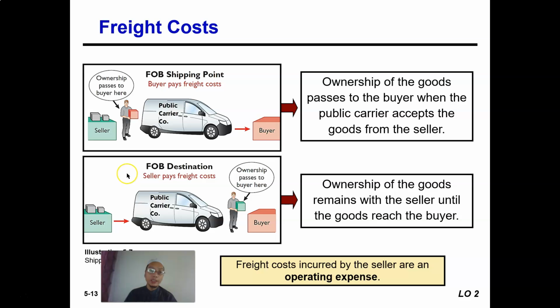In the second term, FOB destination, the ownership of the item transfers to the buyer at the point where the shipment arrives at the buyer's place.